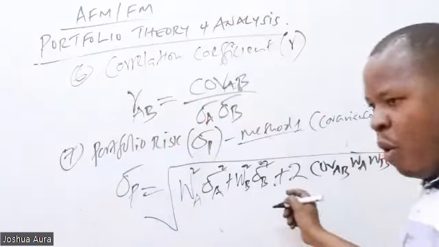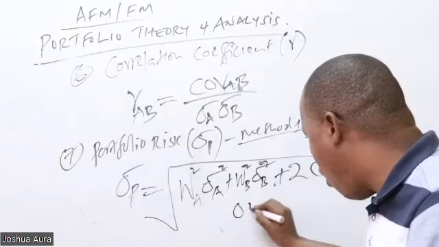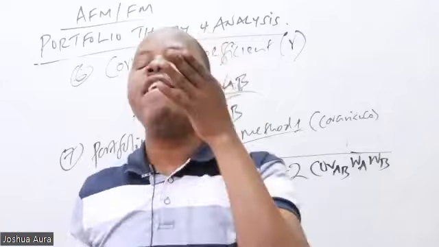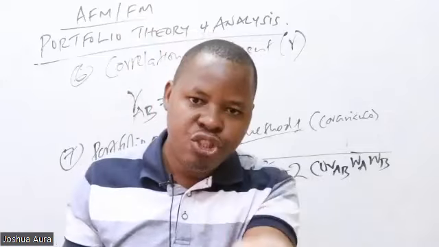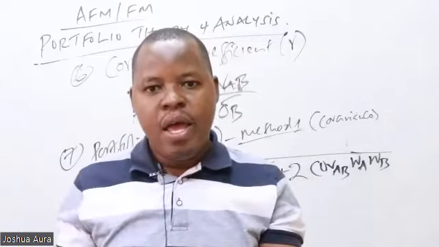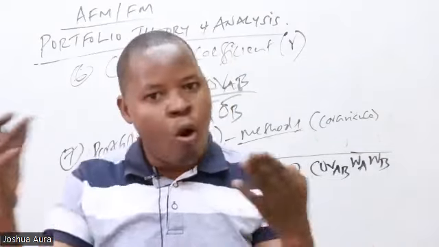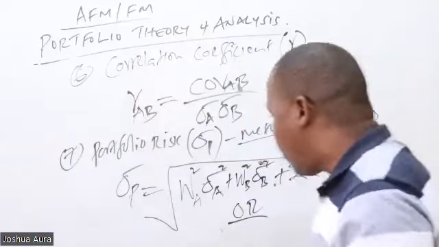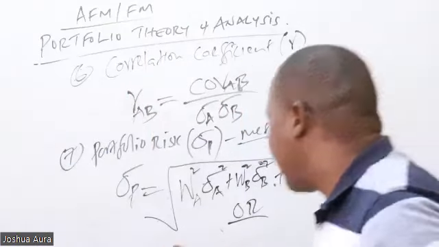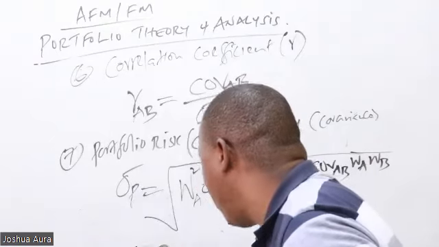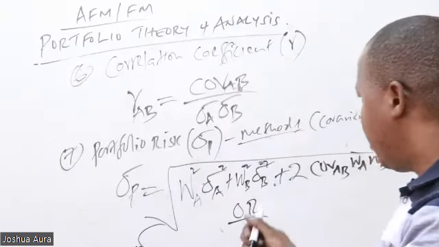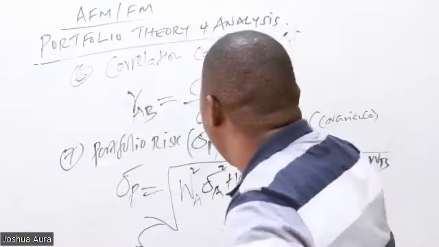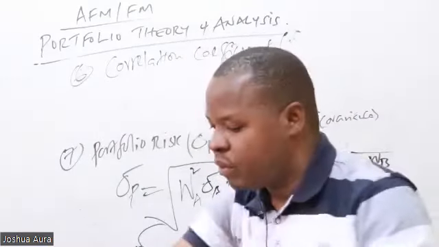Now, this is method 1. Method 2 is to use the correlation coefficient way. Sometimes you will not be given the covariance. So will that be the end of you? No. You will now come here and compute your portfolio risk. Let me write it here at the top.